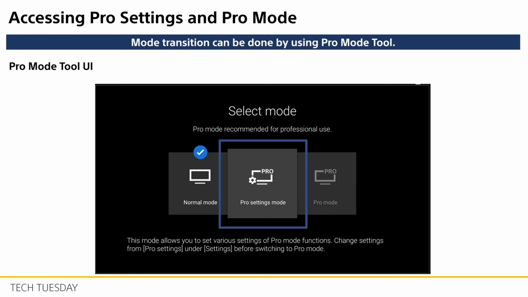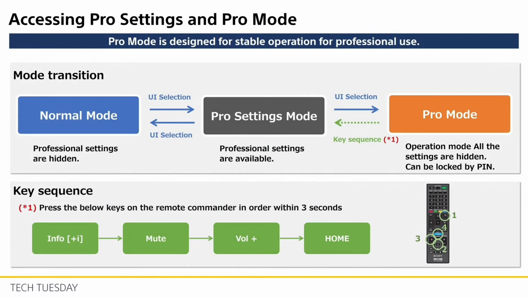I'll show you once we open that icon, you'll see this dialog where you have the three modes to choose from. We're already in normal mode, so that's why the check mark is there. But if we want to access Pro Settings mode, you move the cursor to the right, and it'll highlight that setting, and we open it up.